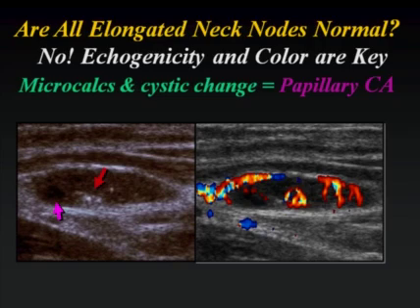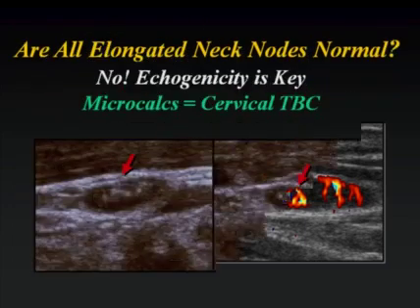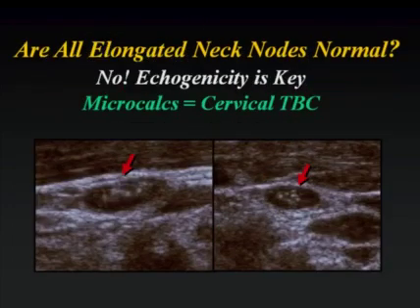Here's an example of papillary carcinoma involving the neck nodes, which has microcalcifications and cystic change. So we can see on the left, and then on the right in the color image, instead of a central pattern of arborization, now we have a peripheral flow pattern. So elongated lymph nodes may occasionally show other findings that clearly indicate involvement with disease. Here's another elongated lymph node where there are clearly evident microcalcifications.